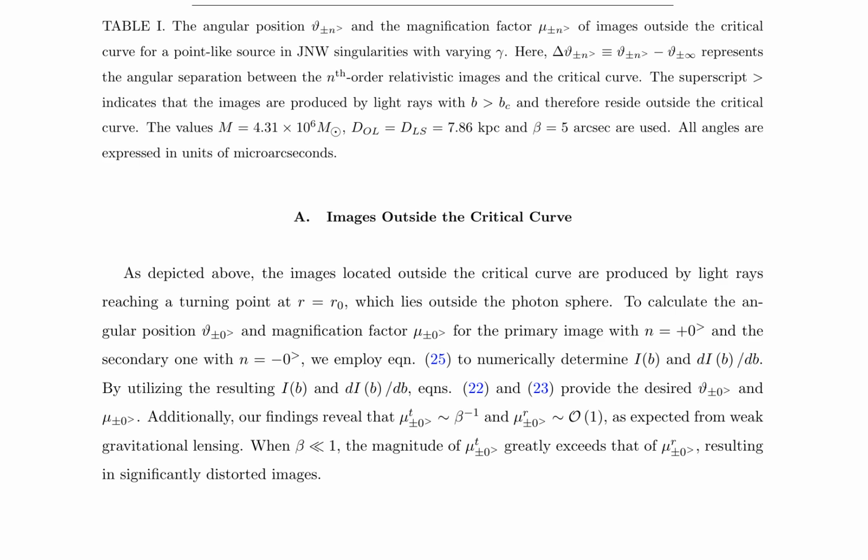the degree of distortion. The varying gamma values in JNW singularities further complicate the scenario, as they alter the gravitational potential and hence the bending angle and magnification factor. By analyzing these factors, researchers can gain insights into the properties of the lensing mass and the distribution of matter within it. In conclusion, the angular position and magnification factor of images outside the critical curve in JNW singularities are critical components in understanding weak gravitational lensing. Through precise calculations and careful analysis, scientists can unravel the complexities of gravitational lensing, shedding light on the intricate dance between light, gravity, and spacetime.